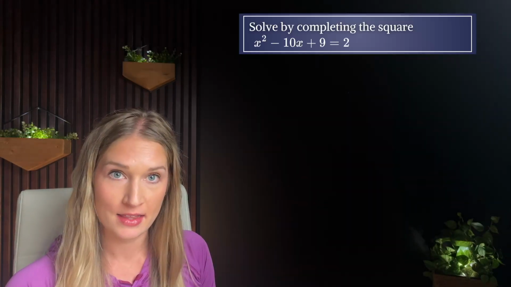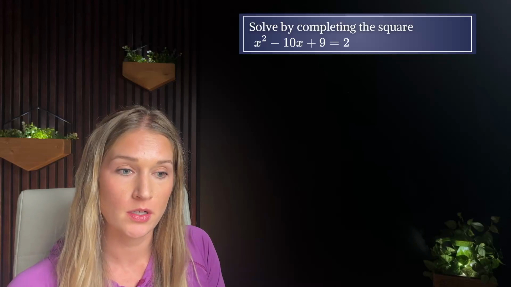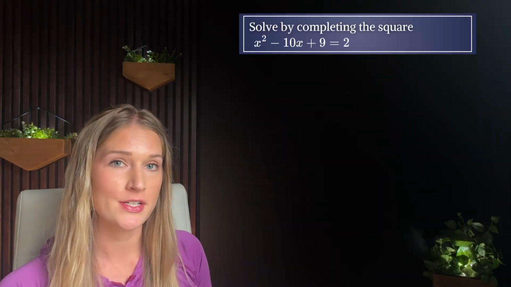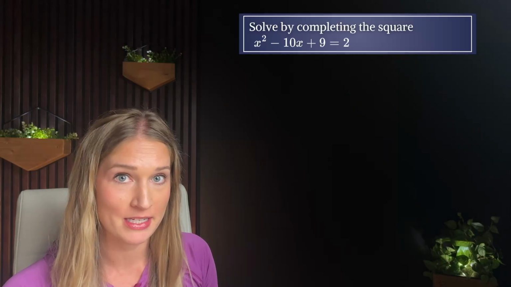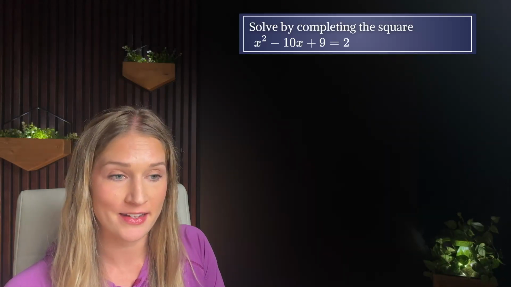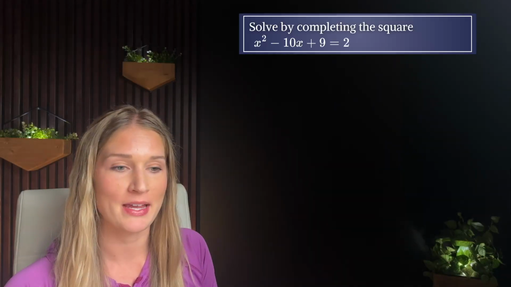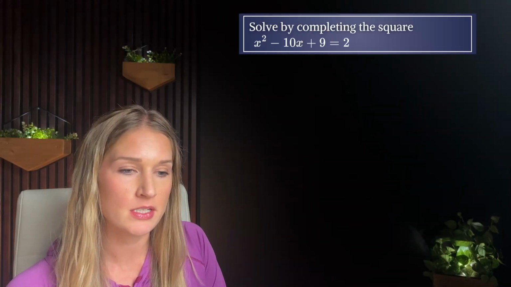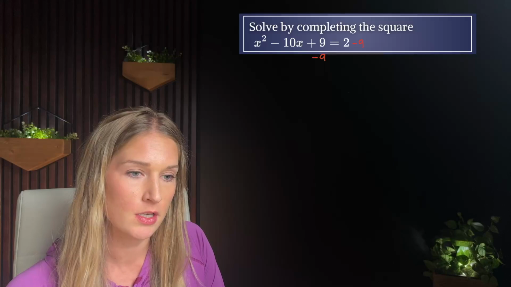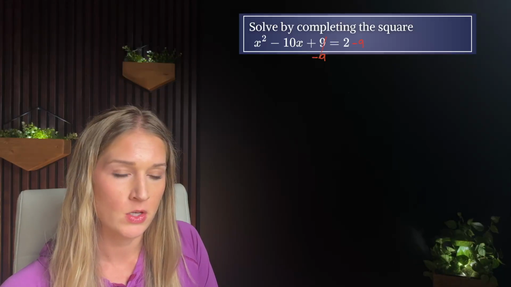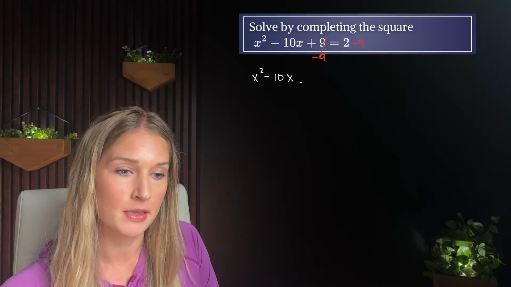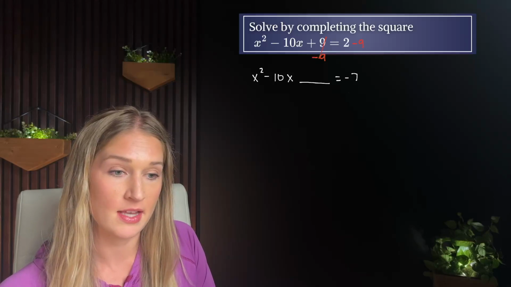The second thing that we need is we want to make sure that the constant term is empty because we're going to put a very specific number in that place. So we want to make sure that anything that is there gets moved away. So I have a plus 9 there right now. I'm going to subtract the 9 over and move it to the other side. So I've got x squared minus 10x blank equals negative 7.